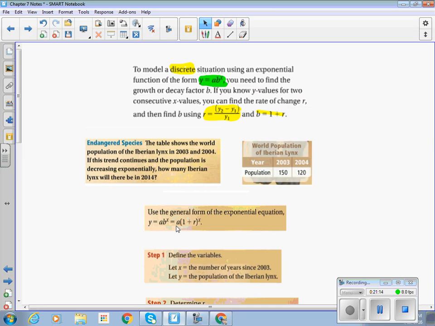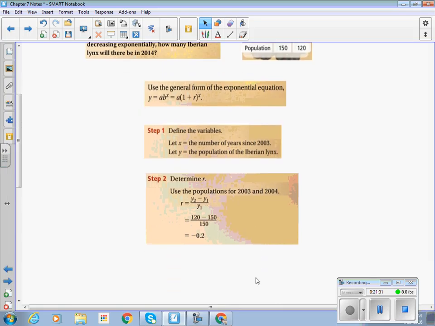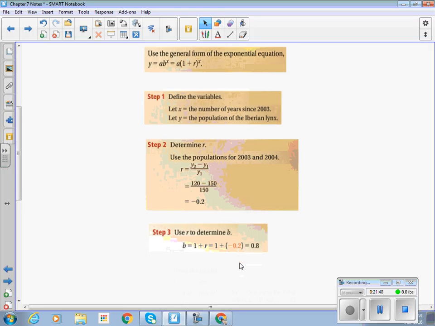So we're going to find r using this formula. We're going to go y2 minus y1, so it's 120 minus 150 divided by y1, divided by 150. So that gives us negative 0.2. So our r value is negative 0.2. We go 1 plus negative 0.2 and we get 0.8, which makes sense because if we're losing 20% of our population, we are left with 80%. So the amount will give us how many are left.